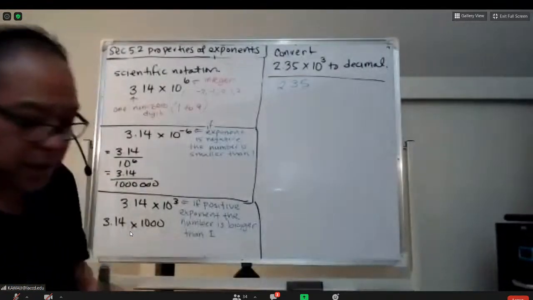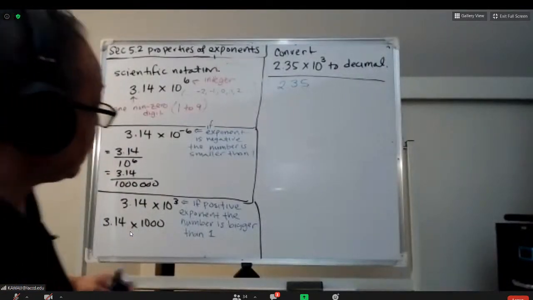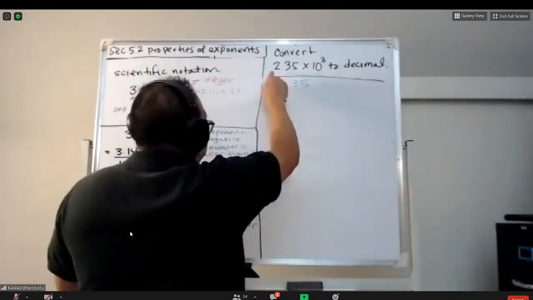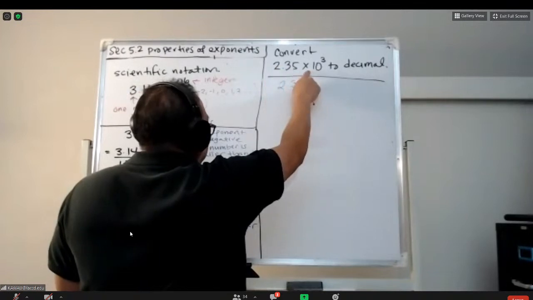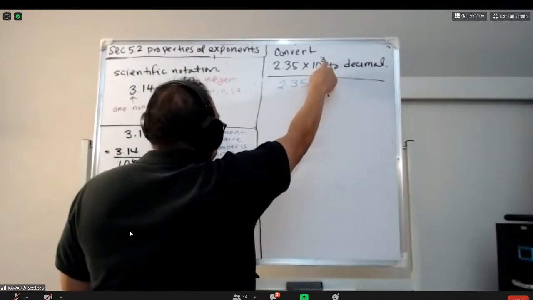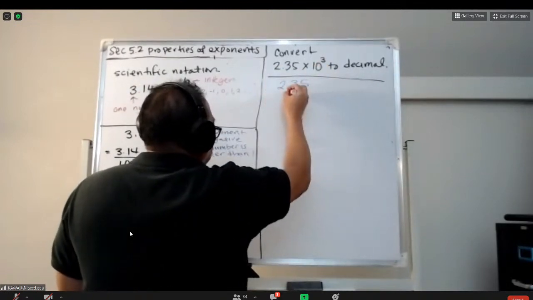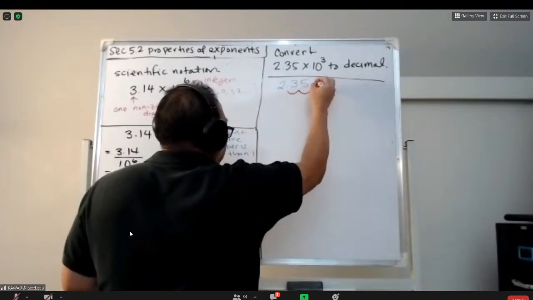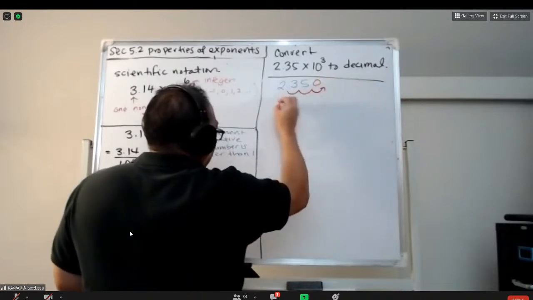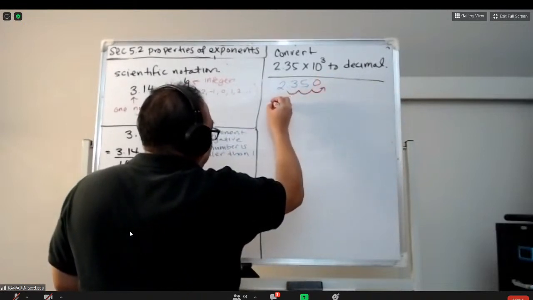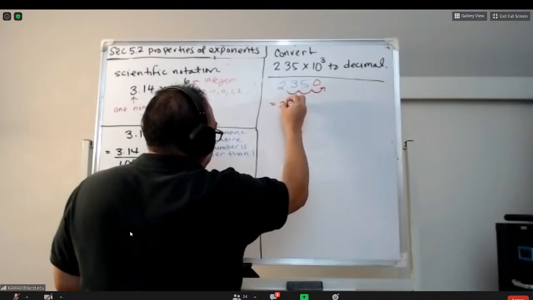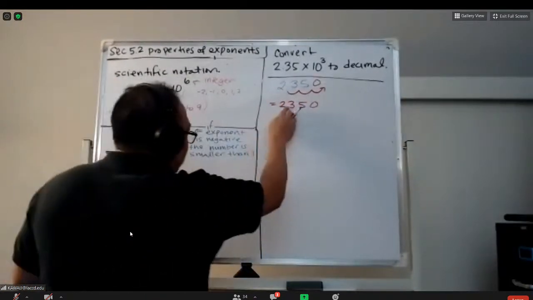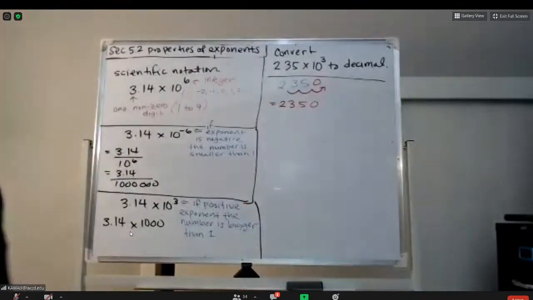Now, what you're doing here is I'm moving this 3 places, but when I finish it, this number has to get bigger, because we're multiplying by something big and positive. So I'm going to move this 3 places. If I run out of digits, I'll add in 0. So that's going to be equal to 2350. Well, I won't put the comma there. You'll think it's a decimal.